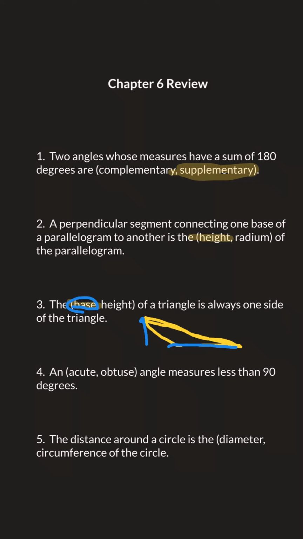An acute or an obtuse angle measures less than 90 degrees. If it's little, oh, it's so cute. An acute angle. Obtuse is bigger than 90 degrees. And of course, 90 degrees is a right angle. The distance around a circle is the circumference. Oh, and if you look here, I forgot the parenthesis. Okay. Hope you got those correct.